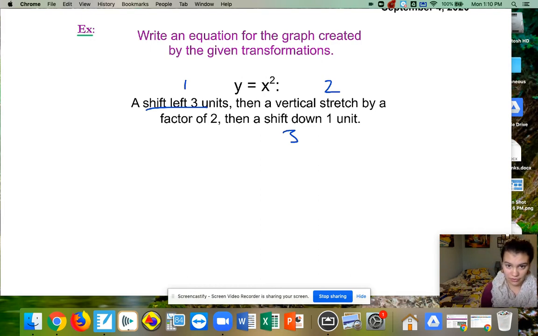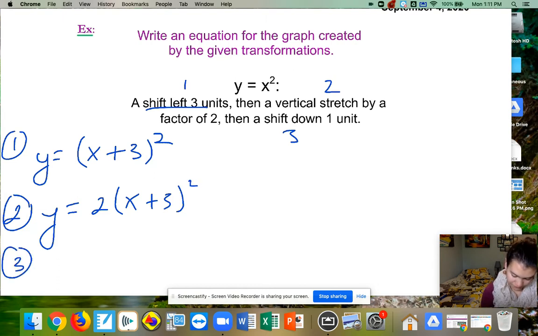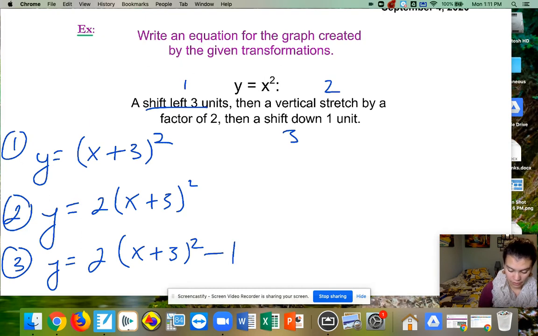But first we want to go left 3 units. This is in with the x. So this is 1. We go left, that's like you are adding. So that's our left 3 units. Next, we're doing a vertical stretch by a factor of 2. So you want to apply to the entire function. So we're going to multiply this whole thing by 2. And then down 1 unit, we'll subtract 1.